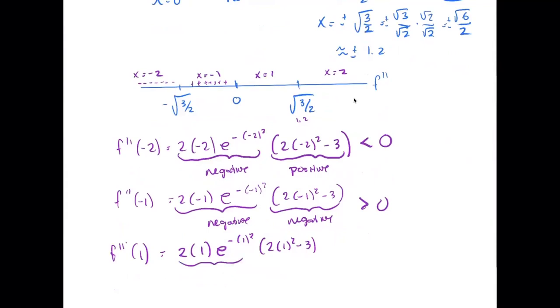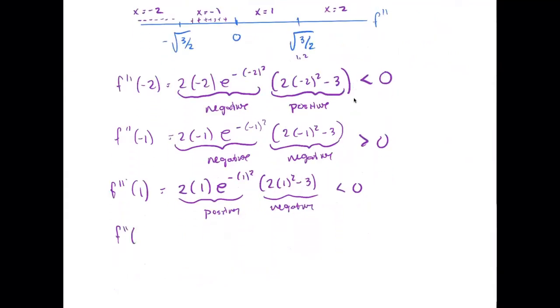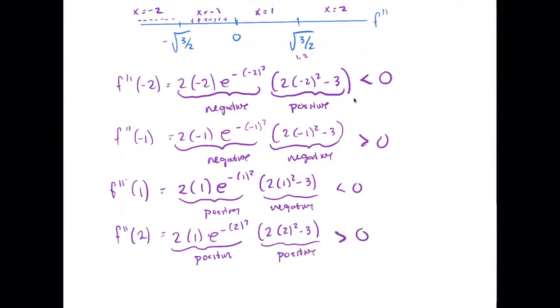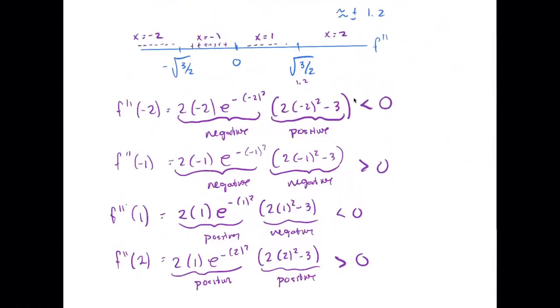Here, this part is positive, and this part is negative. And then finally, when you plug in 2, this part is positive, and this part is also positive. So of course, you can check all this with your calculators, but that should be positive. So here: negative, negative, negative, negative, negative, positive, positive, positive, positive.